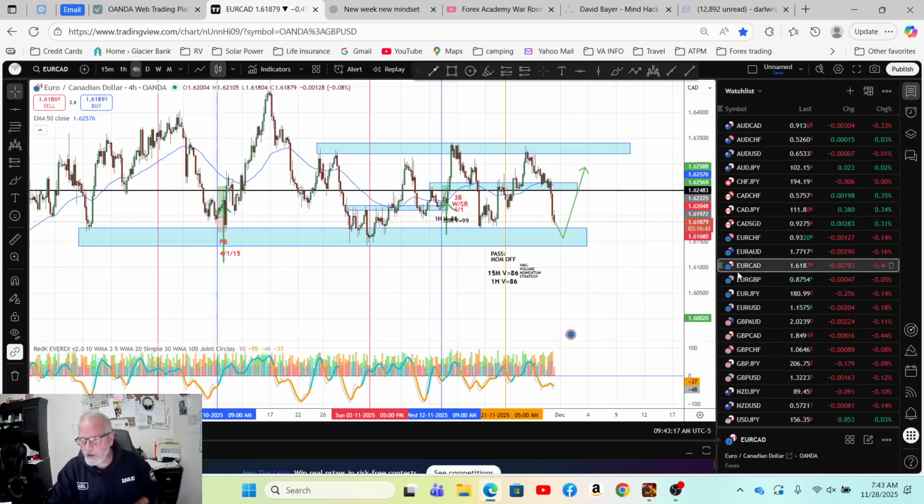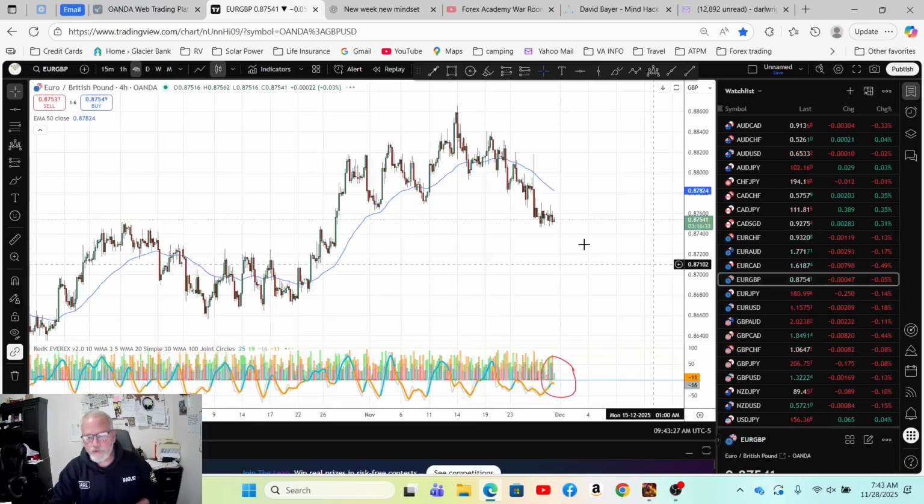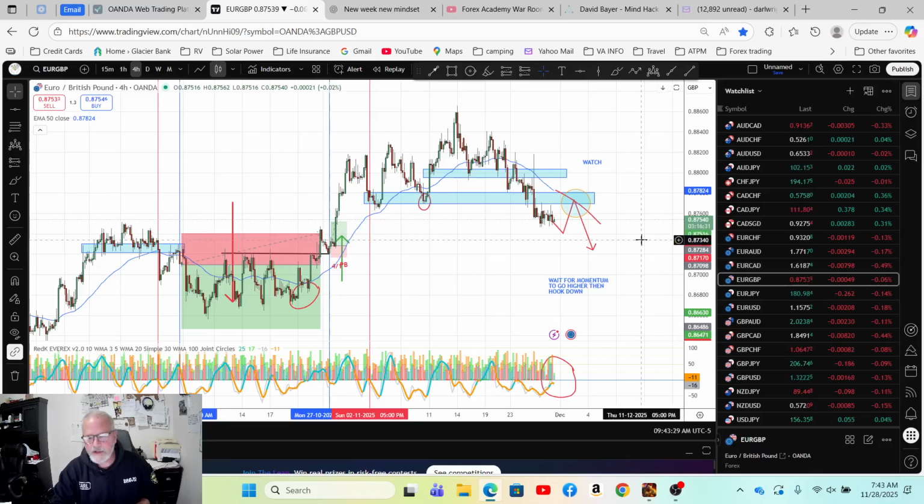Euro to the pound, and to classify this one as a good one, it just means that it's going to happen sooner rather than later. Some of these might not develop for 2 or 3 days. This one might develop in a day.